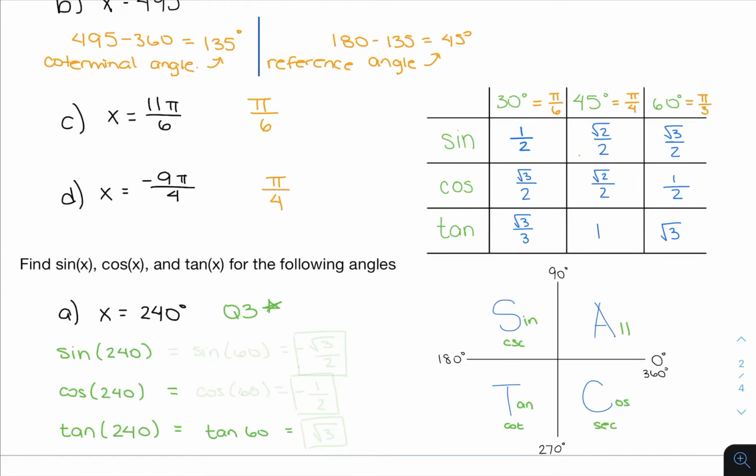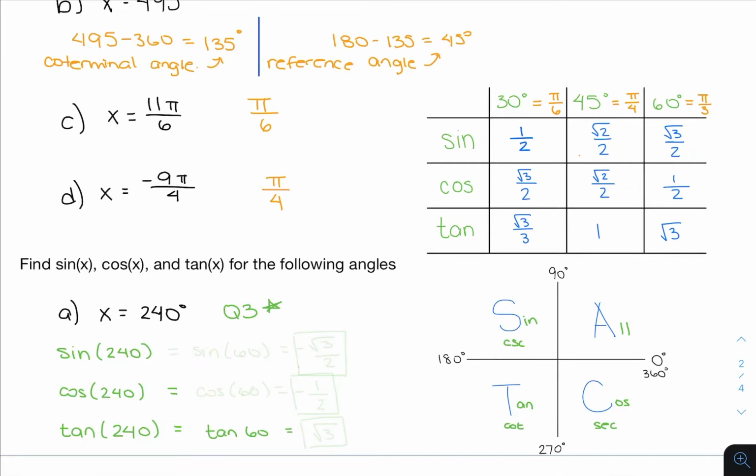For example, in quadrant 1, all of the trigonometric functions are positive. In quadrant 2, only sine is positive, and its inverse, cosecant. In quadrant 3, only tangent is positive, and its inverse, cotangent. So that means that every other trig function is negative in quadrant 3, so cosine and sine are both negative. And in the fourth quadrant, only cosine and its inverse, which is secant, are positive. Everything else is negative.